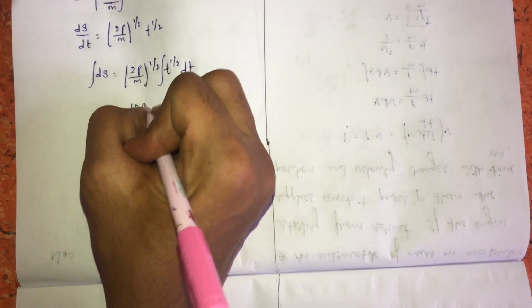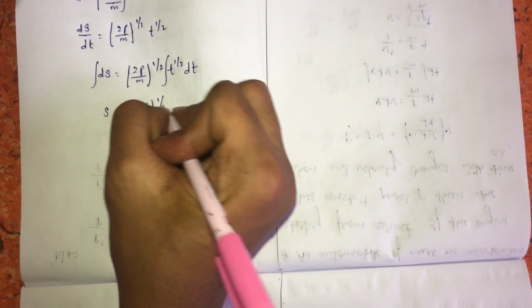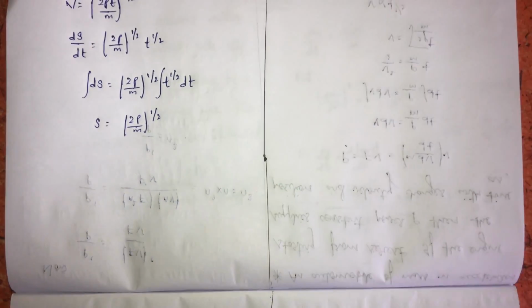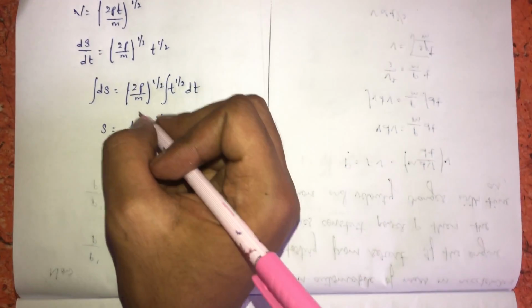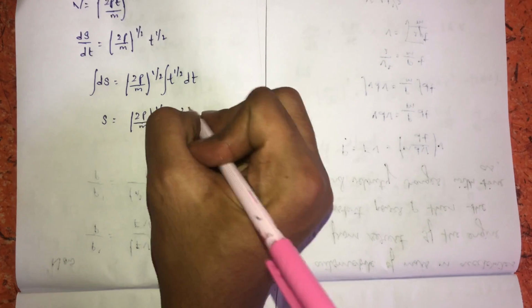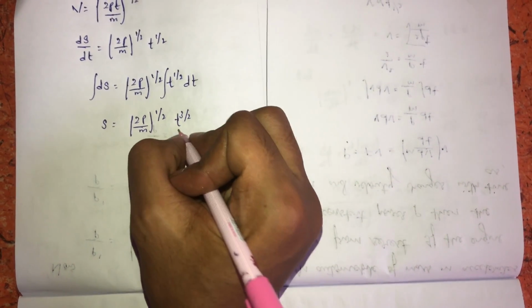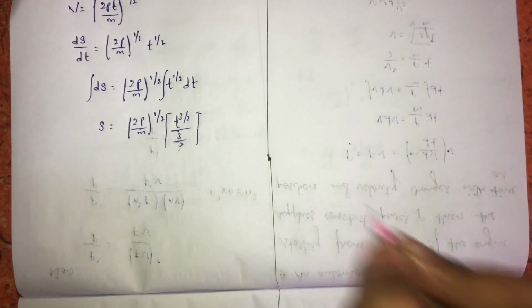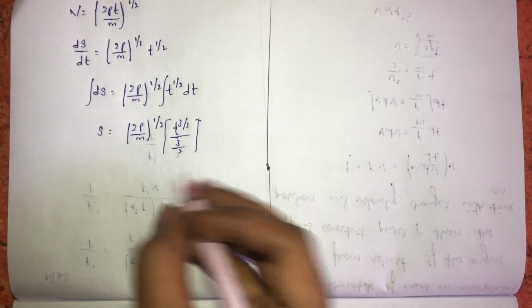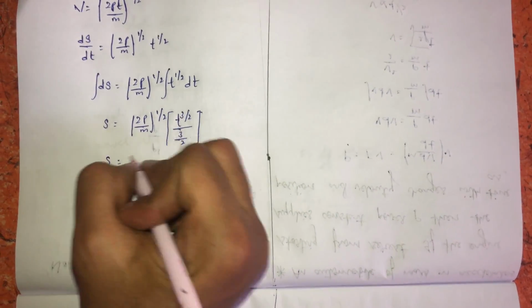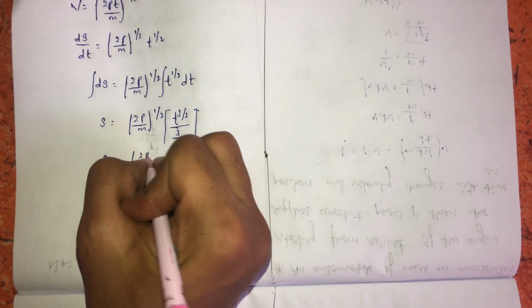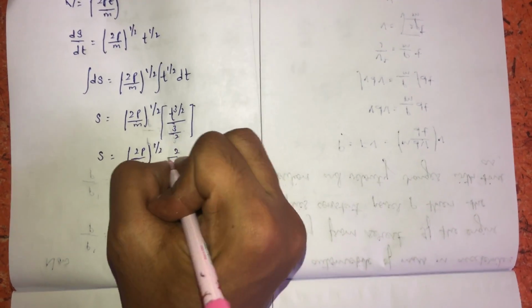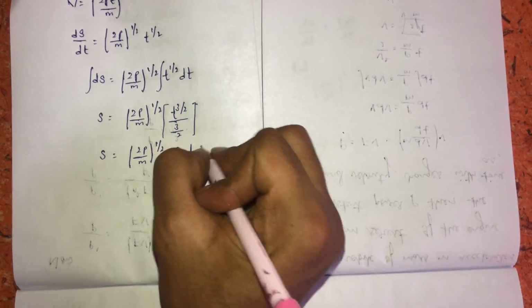Displacement will be equal to (2p/m)^(1/2). Integrating t^(1/2) dt, we will get t^(3/2) by 3/2. So displacement is equal to (2p/m)^(1/2) times 2/3 times t^(3/2).